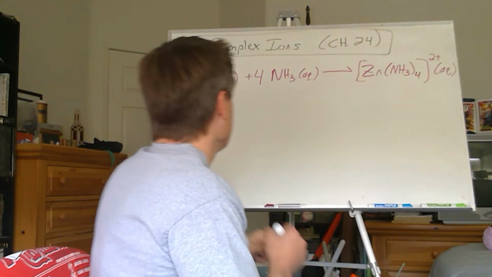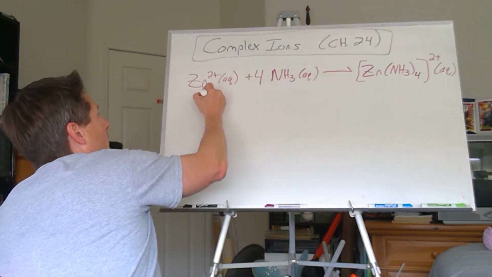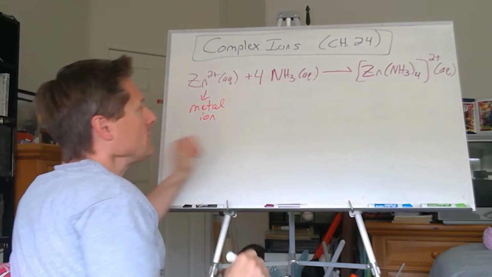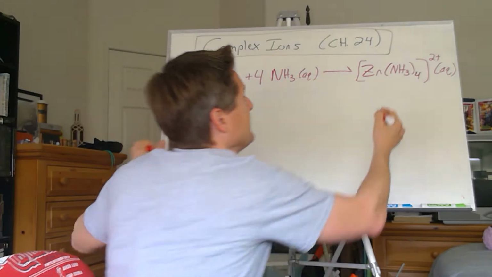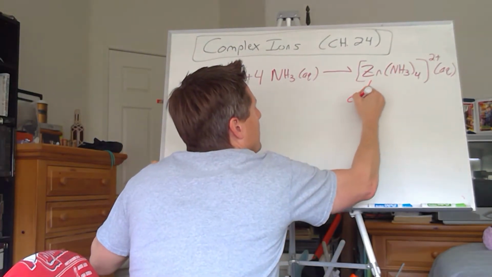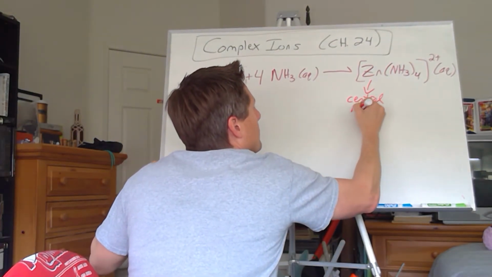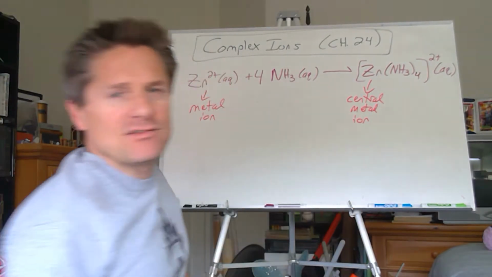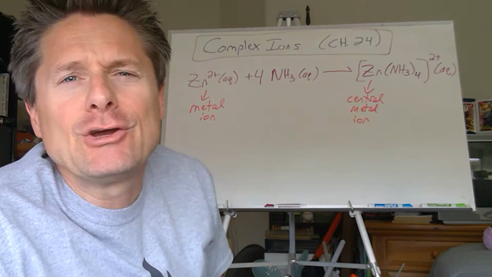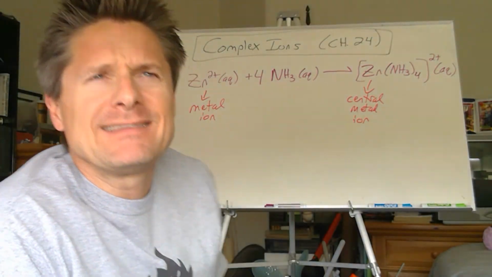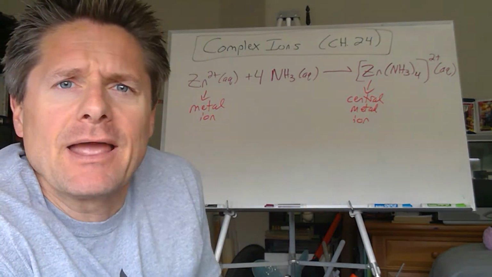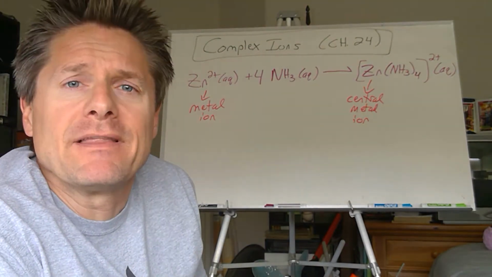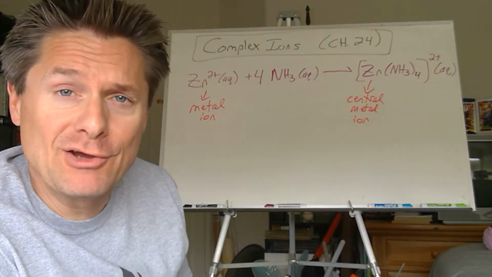So let's identify these. We're going to call this the metal ion, and that goes here. So this will be central, right? So over here we've got the central metal ion, and that's almost always going to be a cation. It could be neutral. It's exceedingly rare for that to be an anion. That will not happen in this class. I'd have to say 99% of the time it's going to be a cation, but it could be a neutral atom.